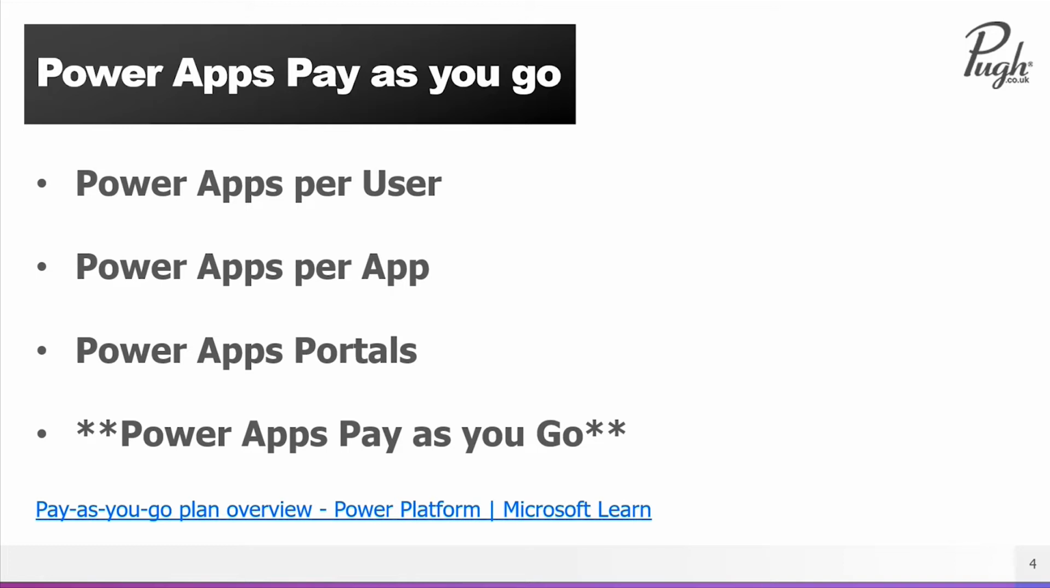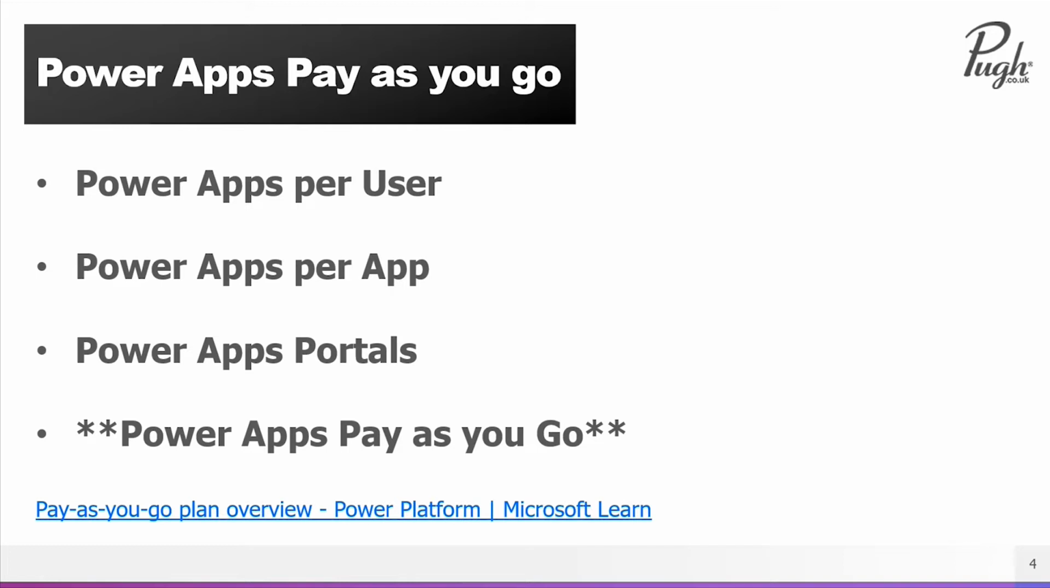The way it works is, if a user accesses an app within a month, then you pay for that license within that month. If they don't access it the next month, then you don't pay for their access in that period. So this type of licensing is particularly useful for apps for a large number of users.